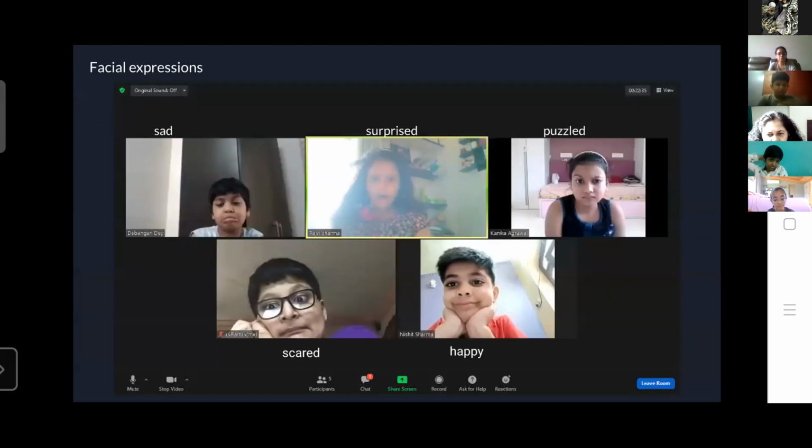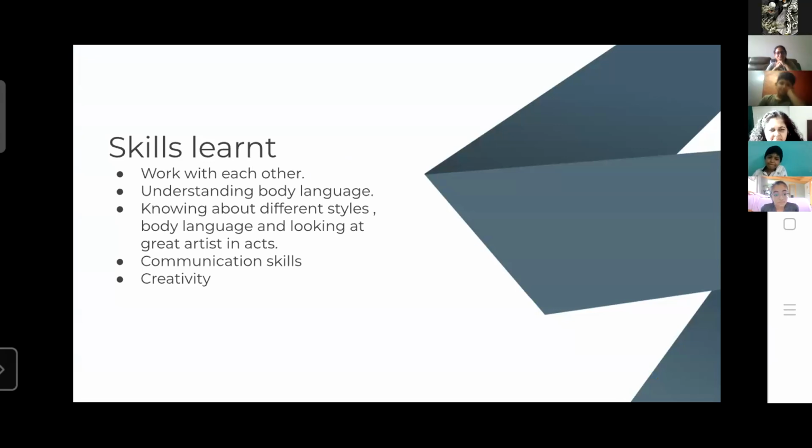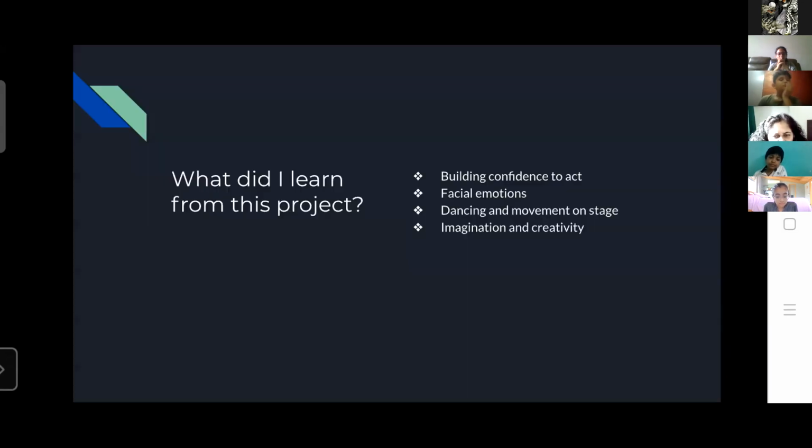Then there are facial emotions that you can see. Debangan is making a sad face, Rajvi is making a surprised one, Kanika has made a puzzled one, Ram is scared, and I am happy. Then we learned so many skills. We need to work together, understand our body language. There are so many body languages and many more.